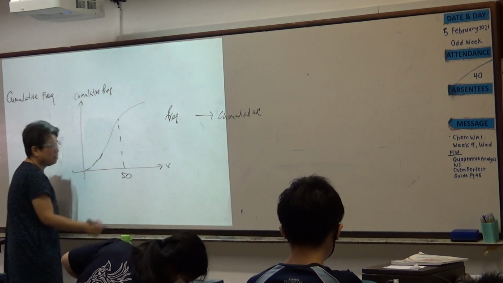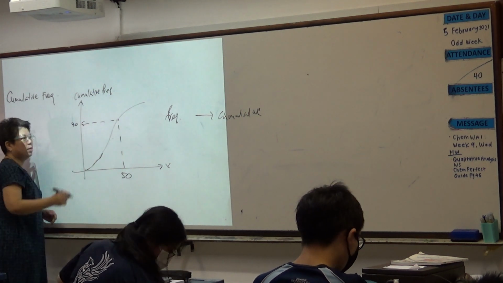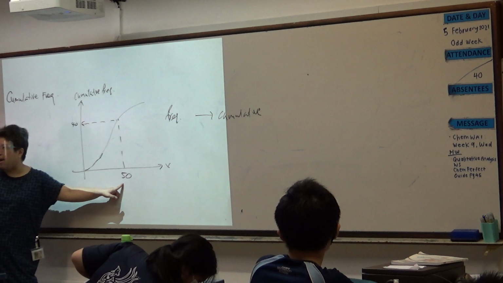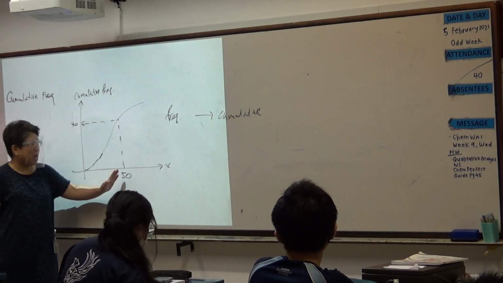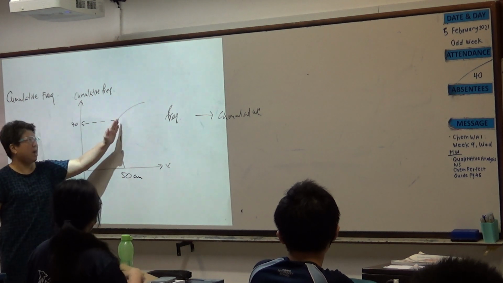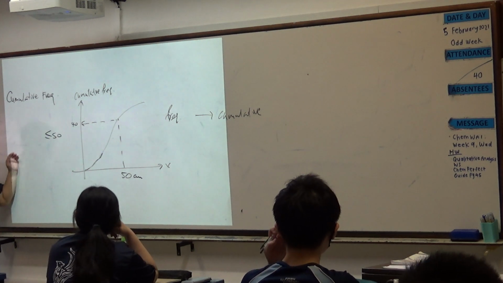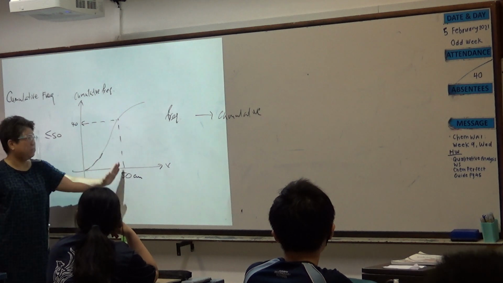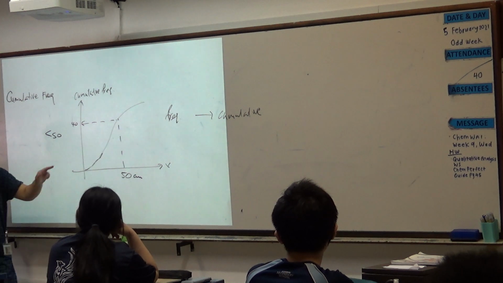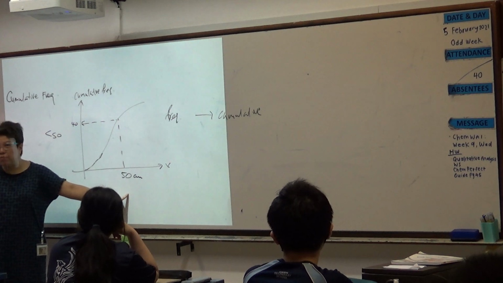Let's say this is 50, and this is let's say 40. That means, let's say this is 50 cm, the plant height. Now that means I will have 40 plants with 50 cm or less. That is when it is like that. Correct? It will be 40 plants with 50 cm or less. Now, what if it is like that? Then we'll have 40 plants with less than 50. Understand? The 50 is not included.